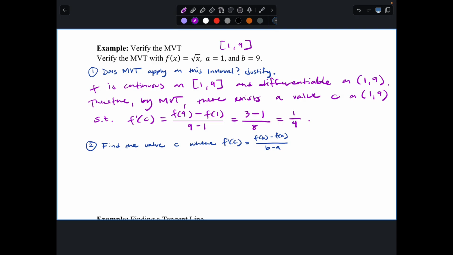And once we've proved that the value has to exist, then we can find it. So we need f prime.